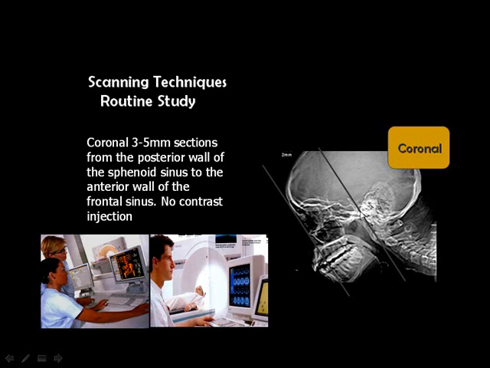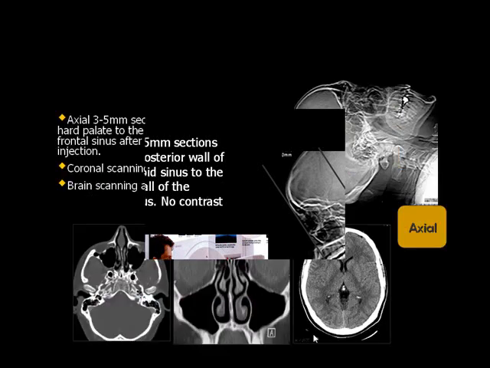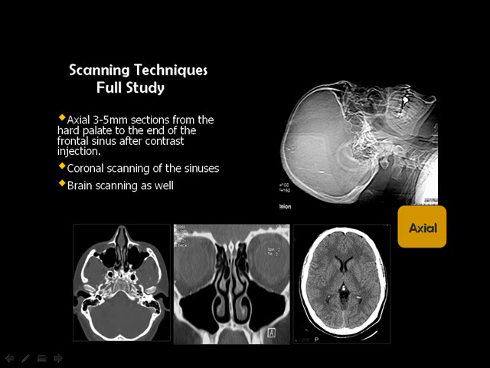Then we proceed from posterior to anterior, having sections every 3 to 5 millimeters, and we project the images in what we call the bone window setting. Then the second study is the full study, which includes, beside the coronal scans, axial scans. The axial scans are obtained while the patient is in the supine position. Then we take a supine scanogram. We start from the level of the hard palate, and we proceed upward until we finish the frontal sinus, with the same sectioning every 3 to 5 millimeter slices.